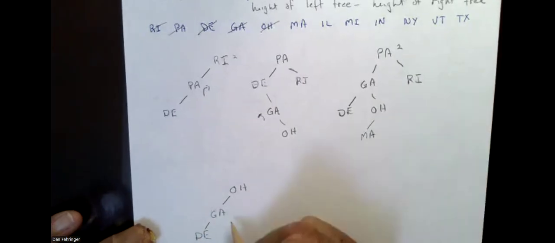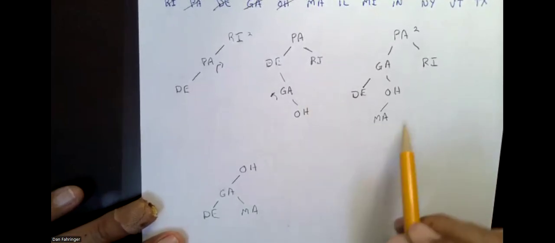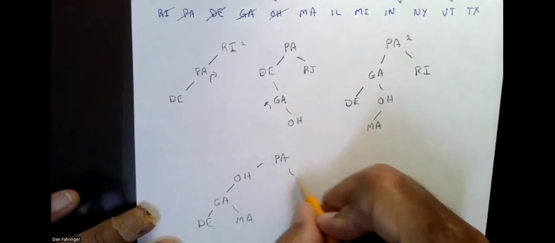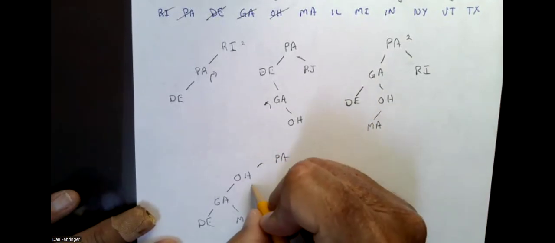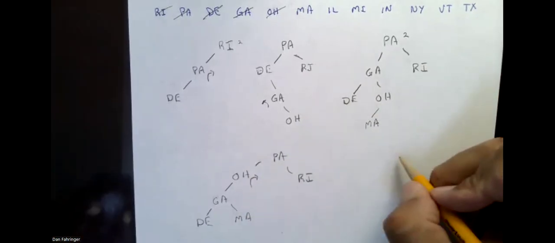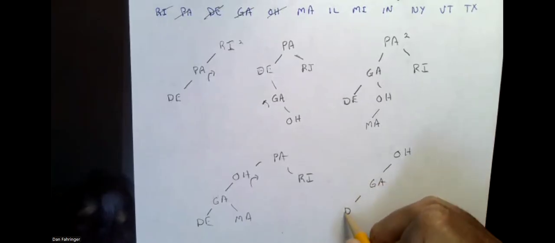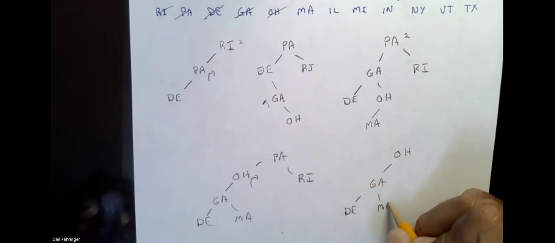Delaware is still down. Massachusetts is going to have to connect onto the right of Georgia. This has to connect. Okay, so there's PA, and down here is Rhode Island. Yeah, and now I'm going to have to do a right rotation. That's going to bring Ohio up. I'm going to have Georgia, Delaware, Massachusetts. See, I rotated around. Here's PA, and Rhode Island was to the right of PA. Now my balance factors are good.